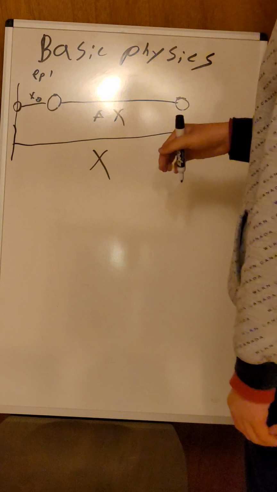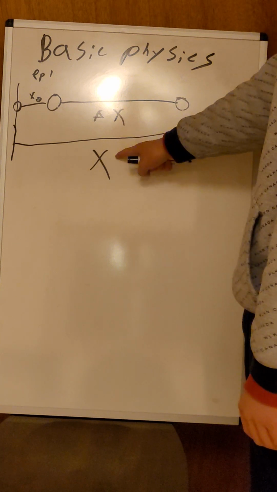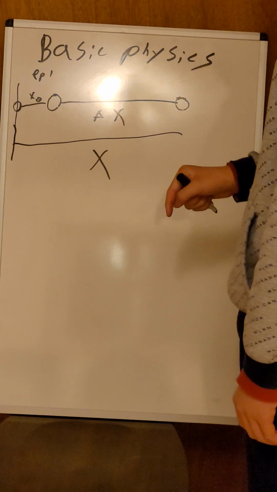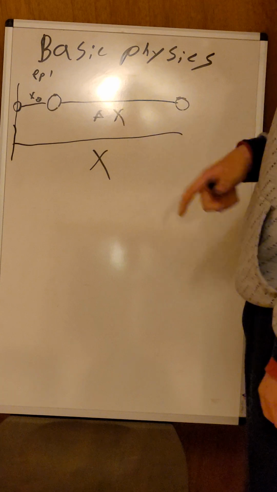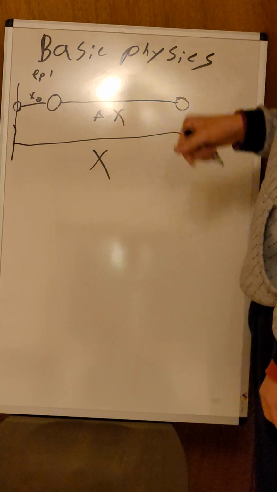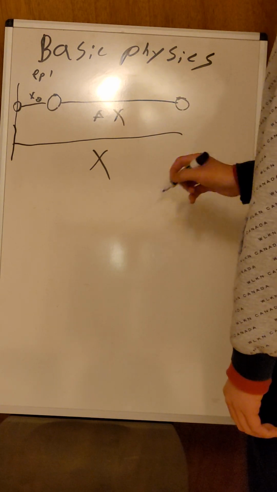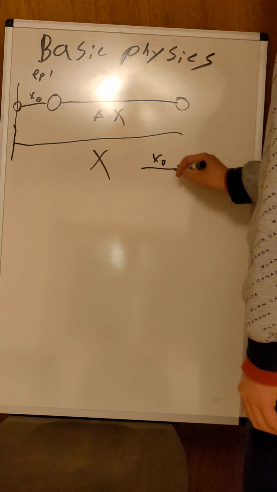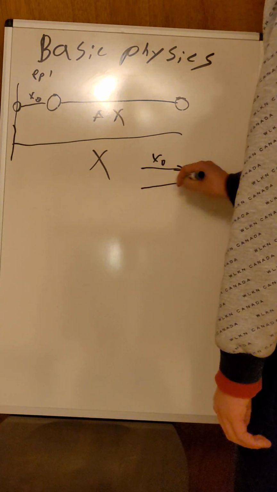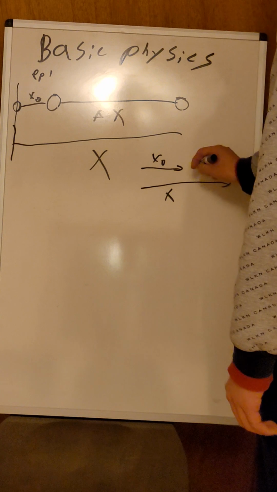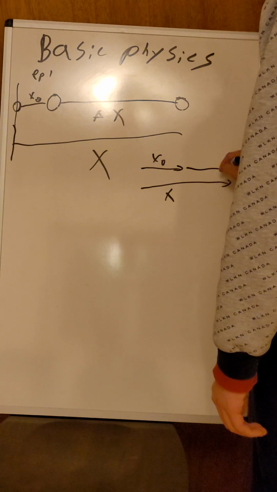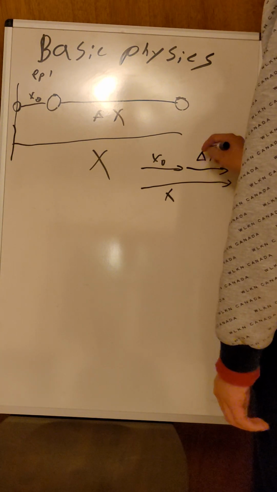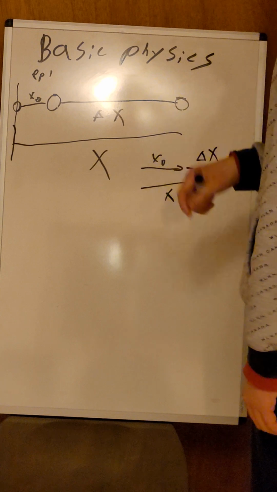So with this, we can think, oh, that is my final distance. That is my initial distance. This must be my distance traveled. And then people were like, okay, then this is my x naught. We'll draw an arrow. This is my x final. And this thing must be my delta x, which is change in x.